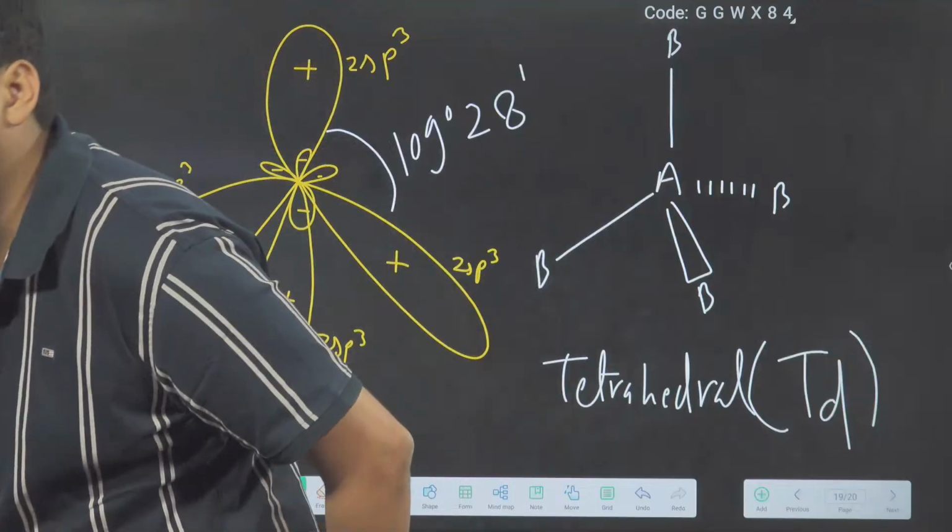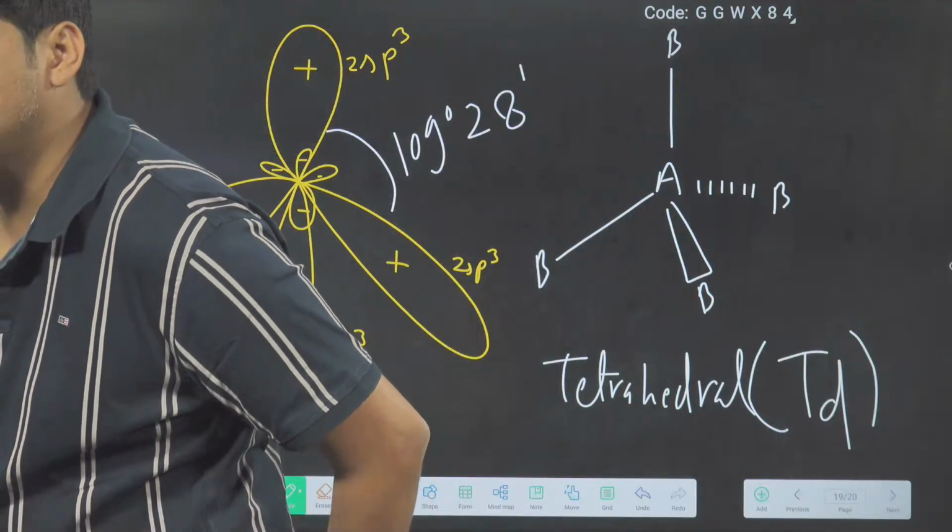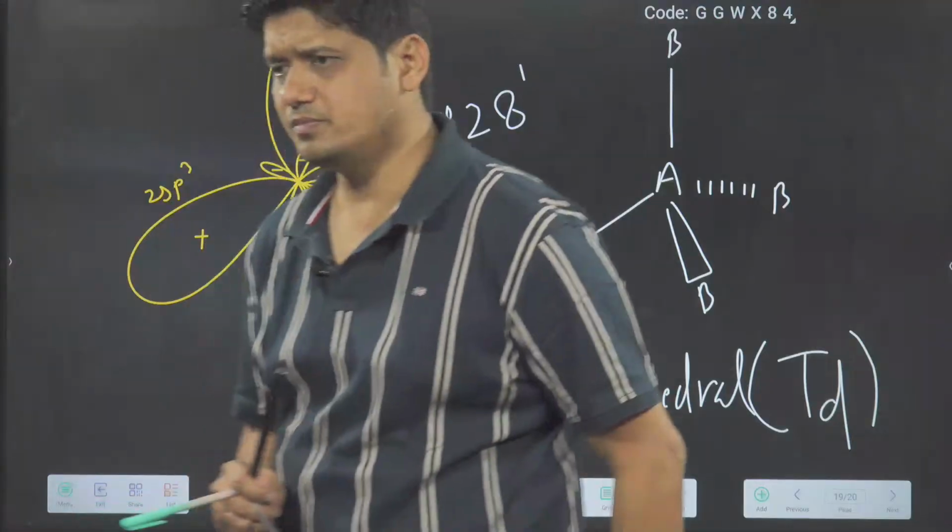Sir, is there any molecule which has all bonds present in it? All bonds means all types of bonds. Yeah, possible. We'll discuss, don't worry.